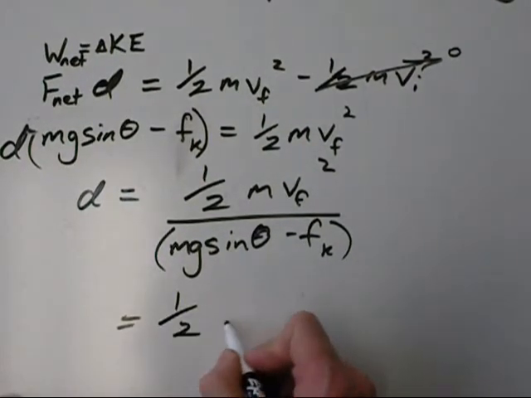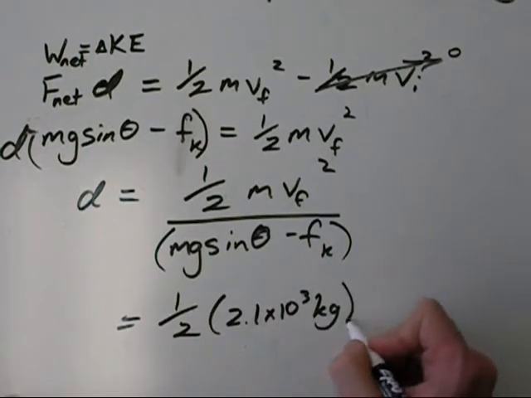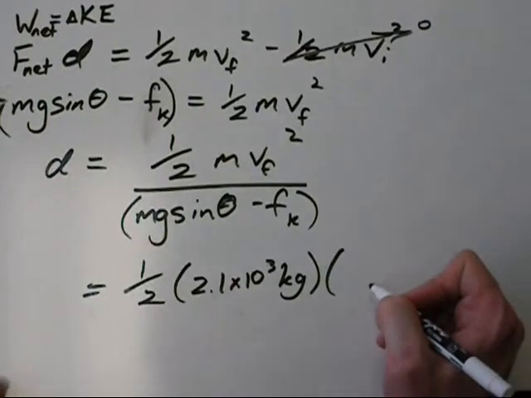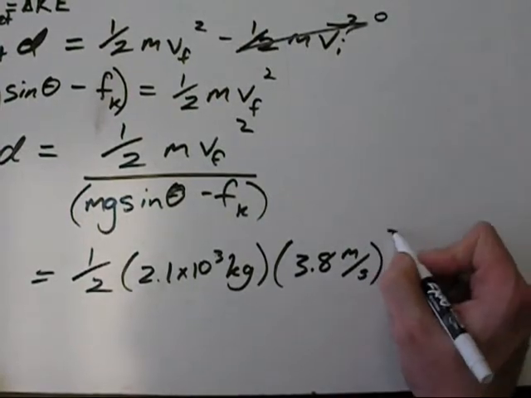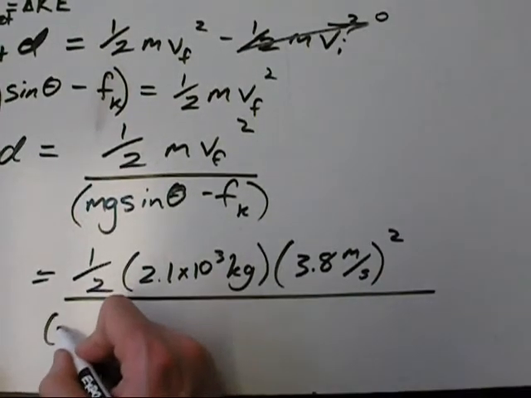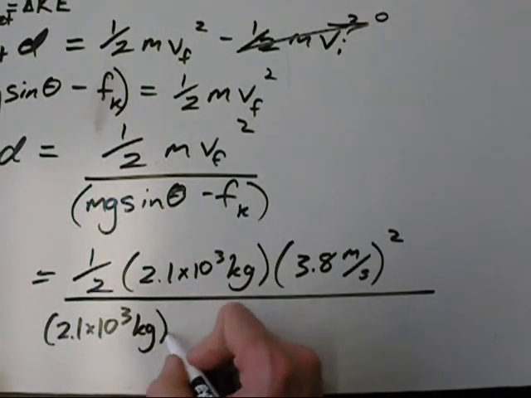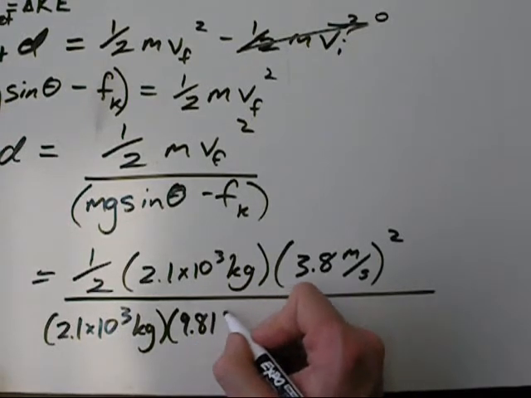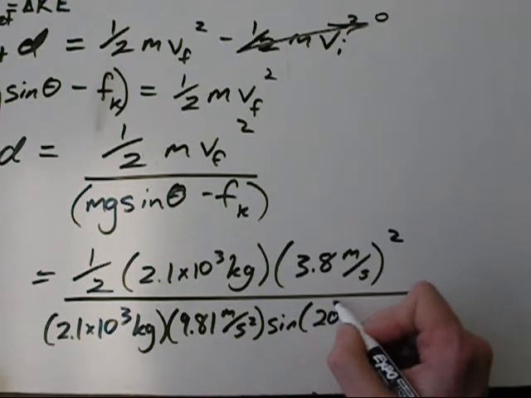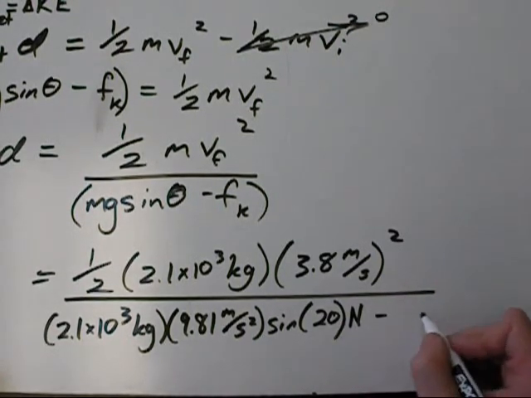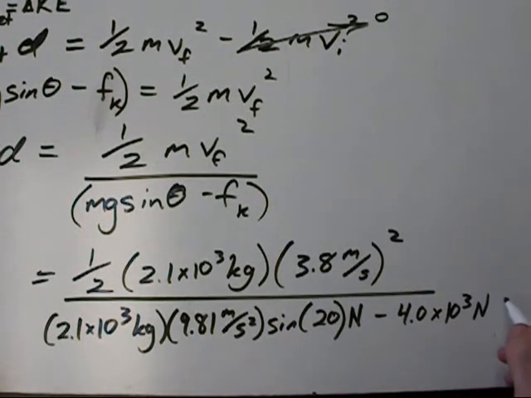So we have 1/2 times the mass was 2.1 times 10 to the 3 kilograms, and the final velocity was 3.8 meters per second. We have to square that, and then we want to divide that by 2.1 times 10 to the 3 kilograms times 9.81 meters per second squared times sine of 20. That will be measured in newtons, minus 4.0 times 10 to the 3 newtons.